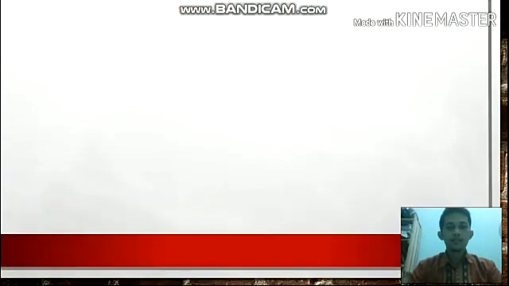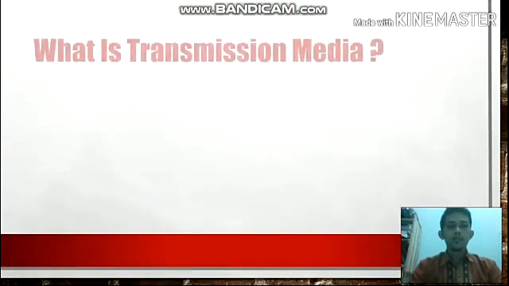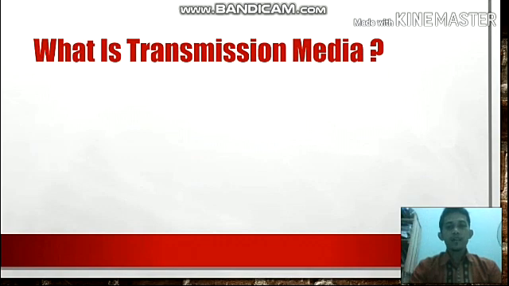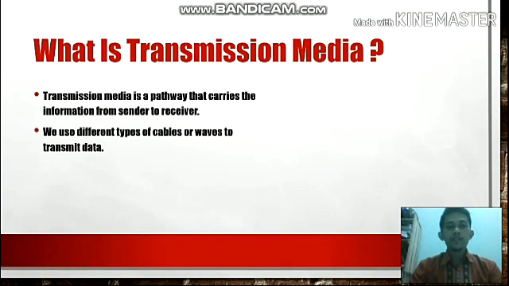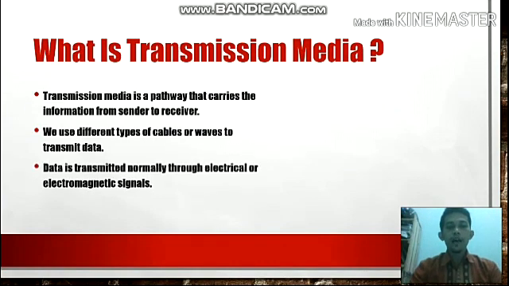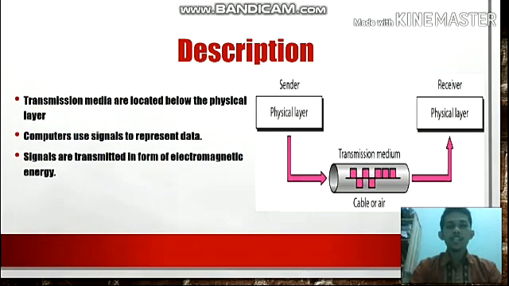Okay, check this out. What is transmission media? Transmission media is a pathway that carries the information from sender to receiver. We use different types of cables or waves to transmit data. Data is transmitted normally through electrical or electromagnetic signals. Description: transmission media are located below the physical layer. Computers use signals to represent data. Signals are transmitted in the form of electromagnetic energy.